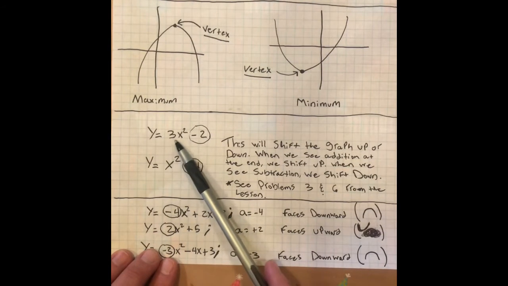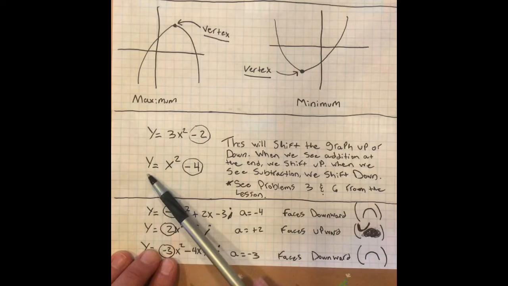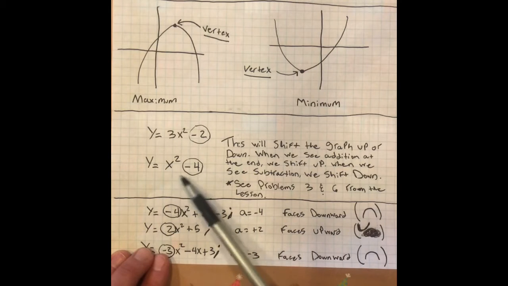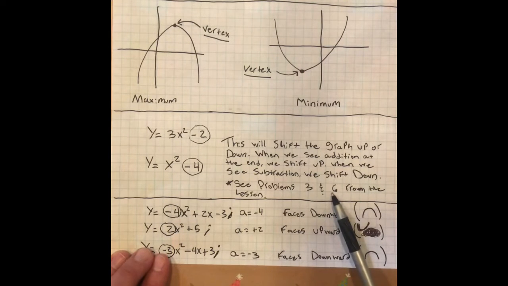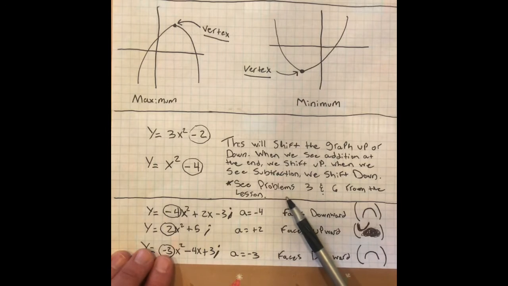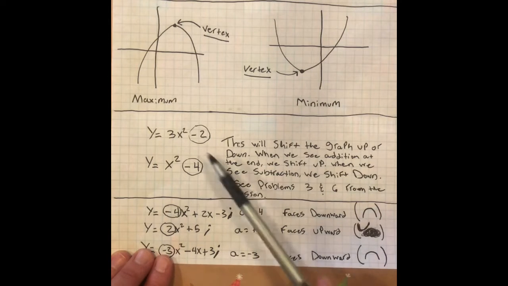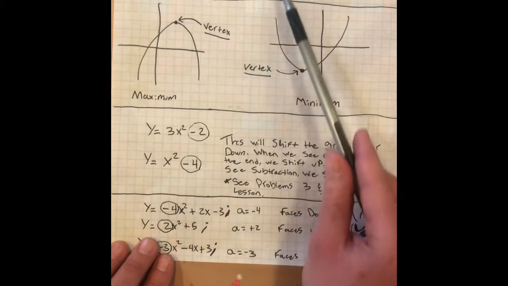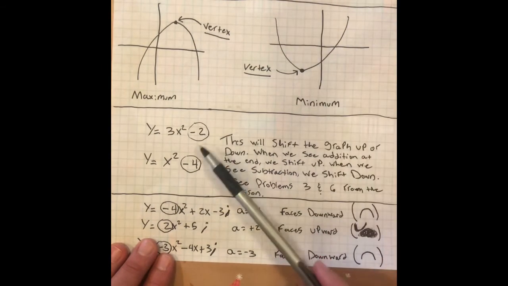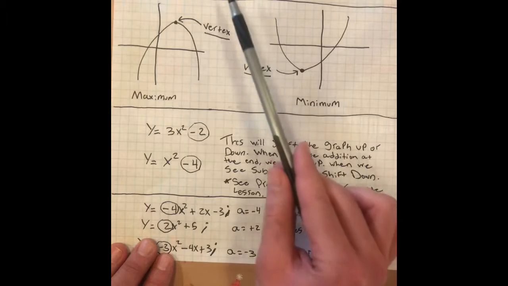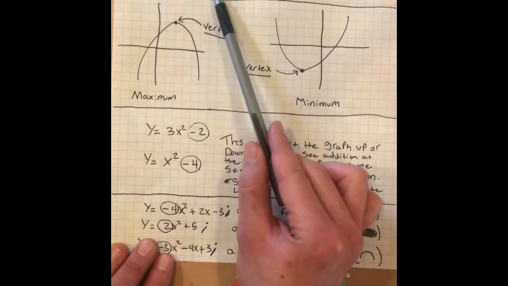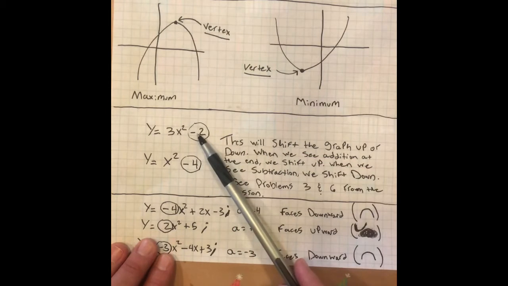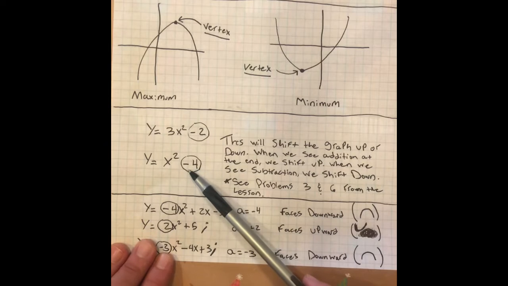So y equals 3x squared minus 2 and y equals x squared minus 4. These are pulled right from problems 3 and 6 from the lesson, which I will go over. Don't stress. Okay, I circled it. So as you can tell, this is going to be our c value. Okay. So it closely relates to the second example I wrote down. So -2 would be c and -4 would be c.